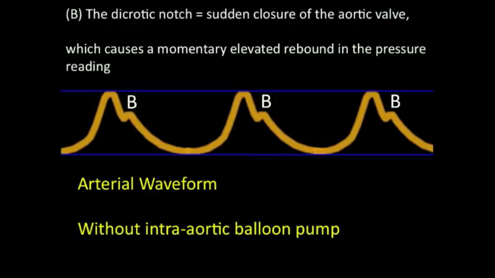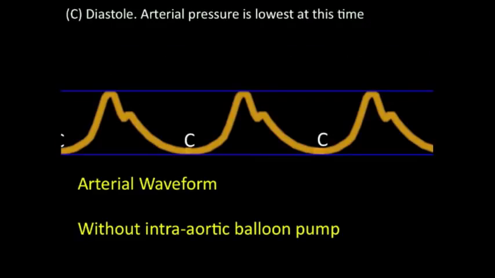Once again, that blood bounces off the aortic valve, and it gives you just a momentary increase in the pressure reading. And letter C represents diastole when the heart is relaxing. So the waveform is at its lowest point. Normal healthy adult, this would be about 80. In cardiogenic shock, it's quite a bit lower.